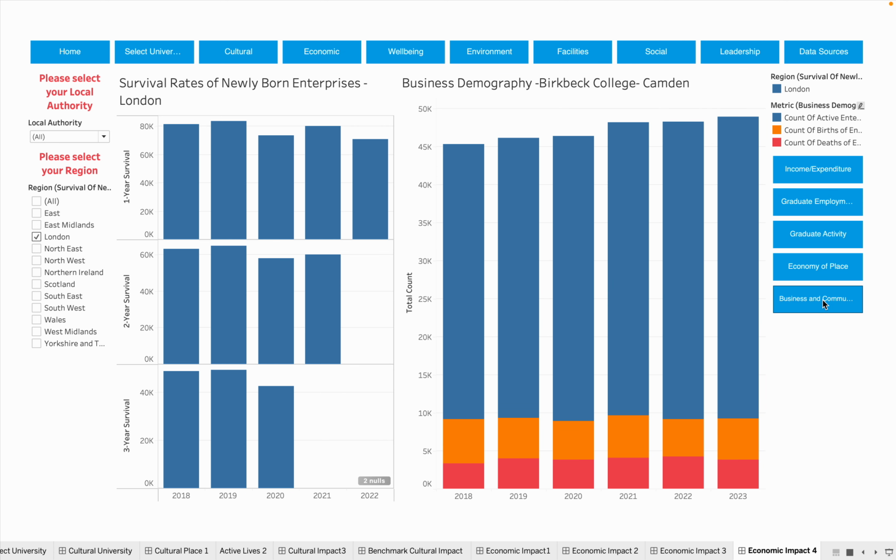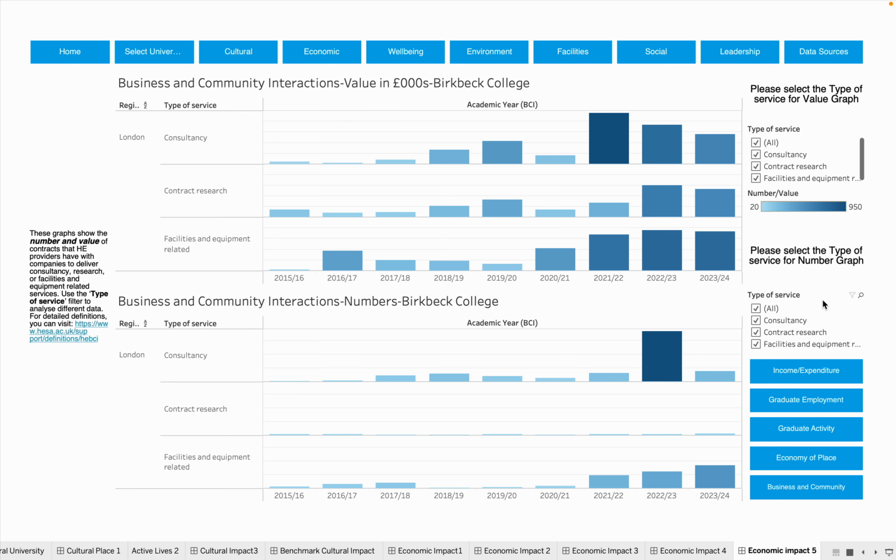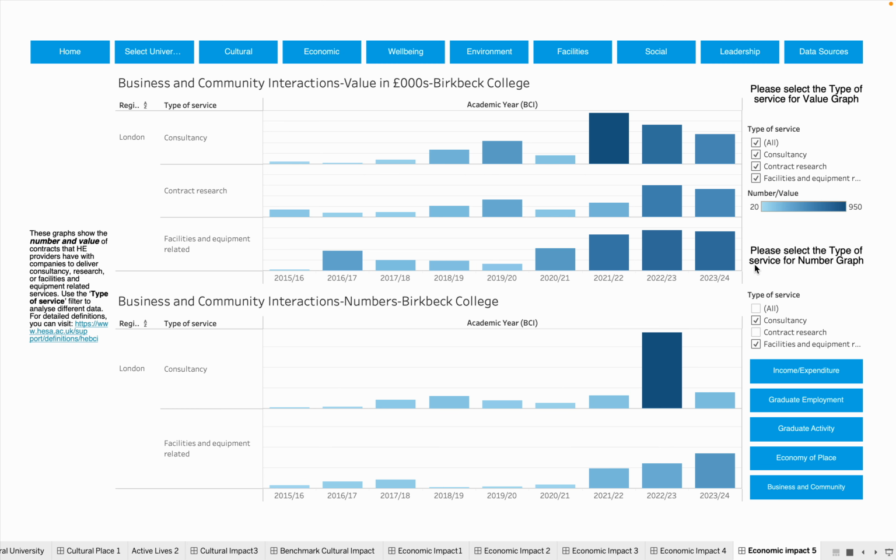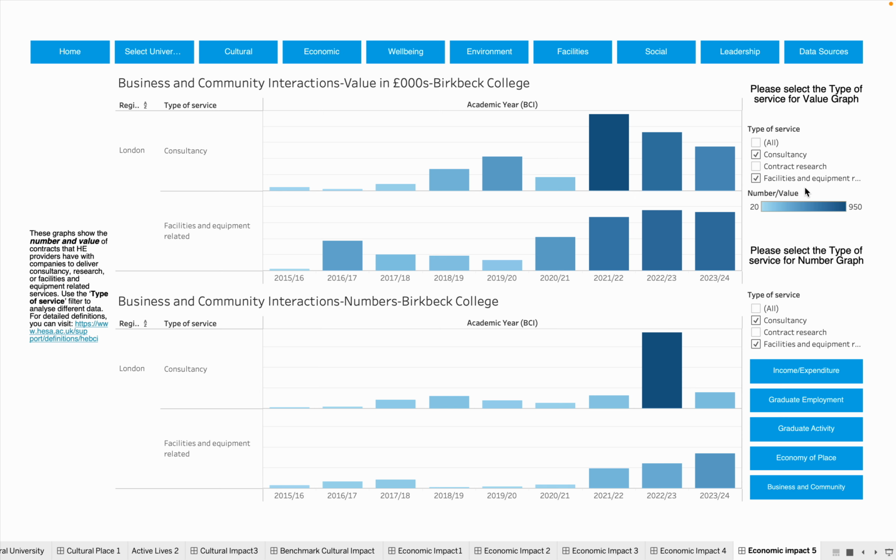And the next thing for economic impact is business and community interactions. So what we see here is the number and value of contracts that the higher education provider has with companies to deliver consultancy, research, or facilities and equipment related services. So these values are either in pounds or we can have a look at the number of these services as well. And this is a trend over time. So let's say for this university, I want to analyze consultancy and facilities, and there's a slight decrease here for this university.